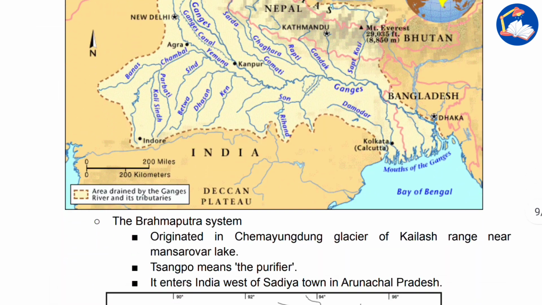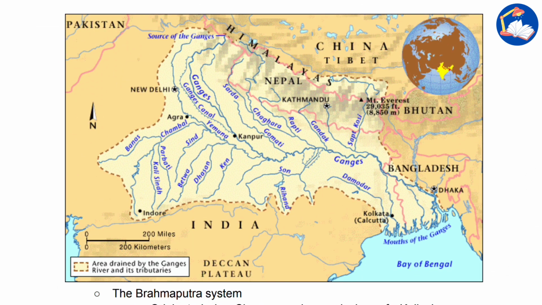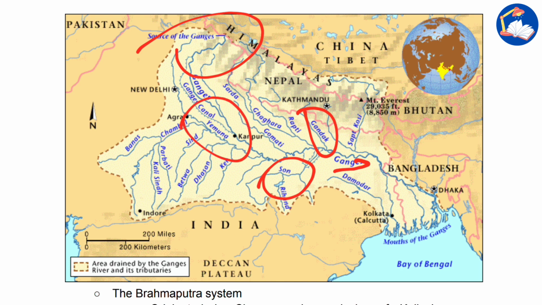So this is the map of areas drained by the Ganga. We have Ganga over here. We have Gandak. Son is the largest right bank tributary. And the westernmost tributary is Yamuna, which is also the longest. The source of Ganga is over here, Gangotri. In this map we can't find the Yamuna river, but Yamuna is over here, rising from Yamunotri. It is the westernmost tributary of Ganga, which is also the longest tributary.